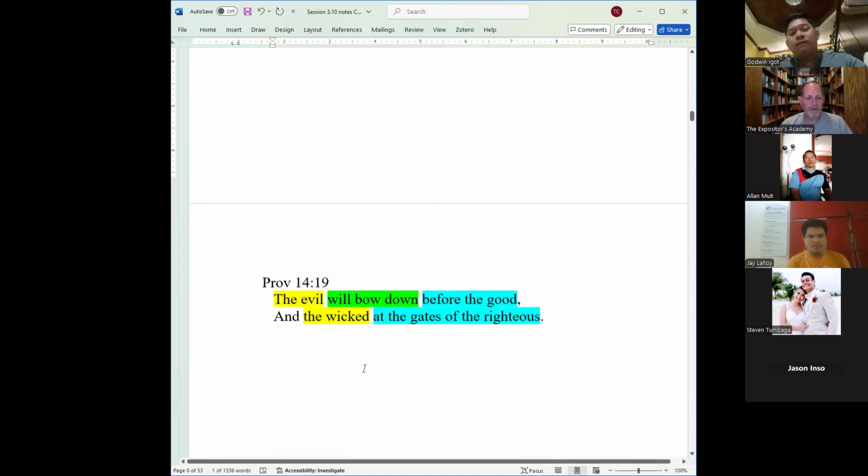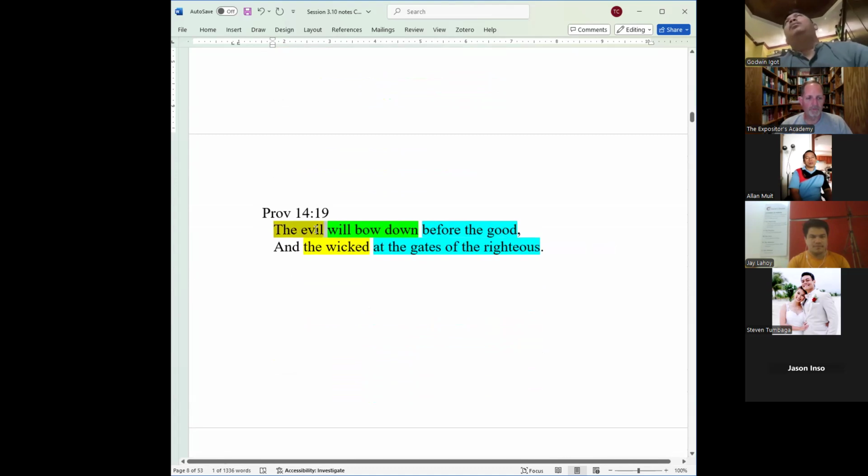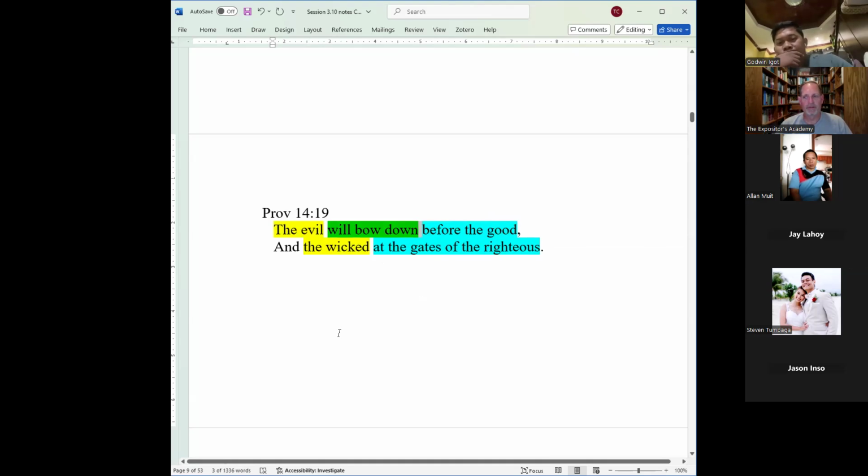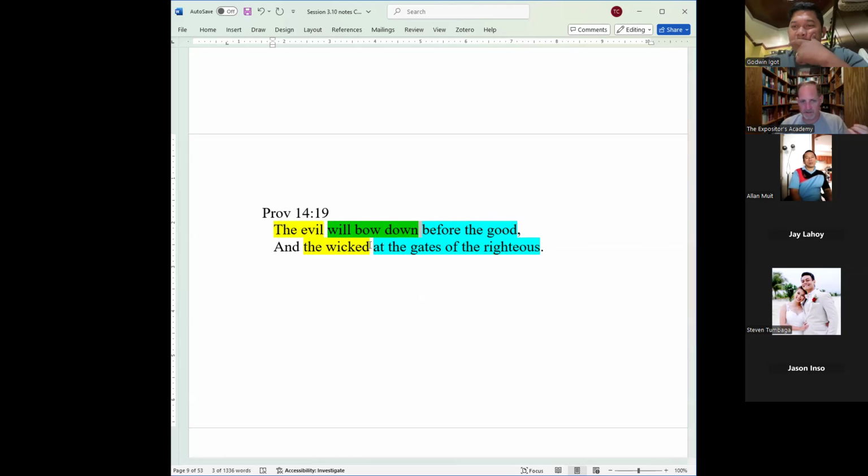Okay. And then we have the evil will bow down before the good, the wicked at the gates of the righteous. Now notice here, we have the evil, the wicked, before the good, at the gates of the righteous. Again, similar idea. Now notice the second line, though, does not have will bow down. Anyone remember what's going on here? What did we call that when the second line does not repeat what's in the first, though the idea is there? Does anyone remember what that term is called?